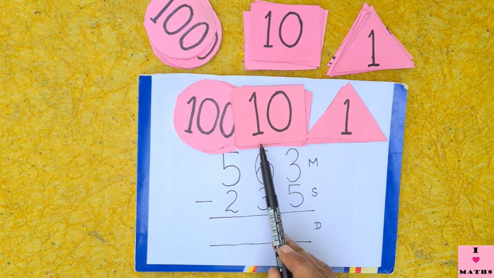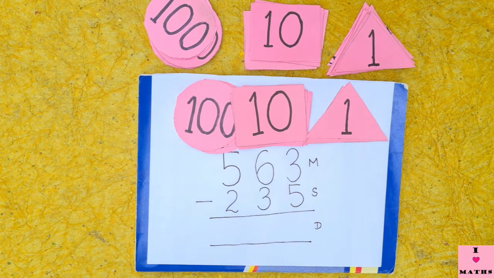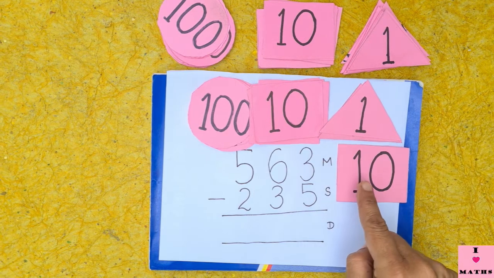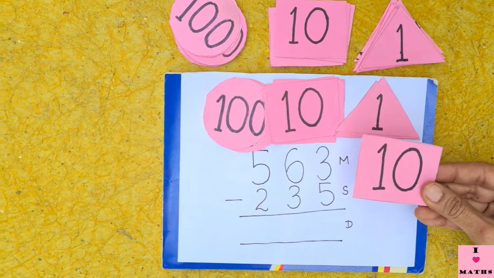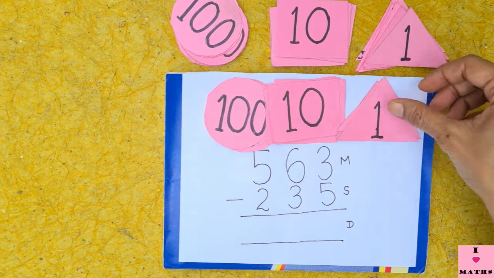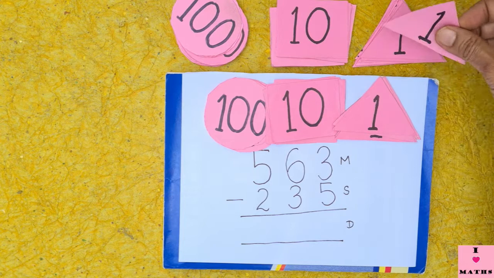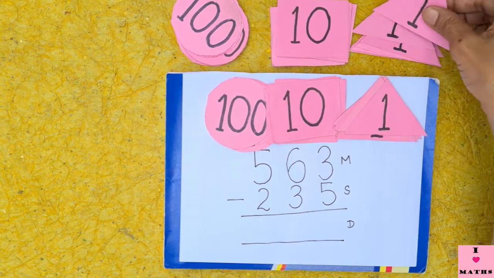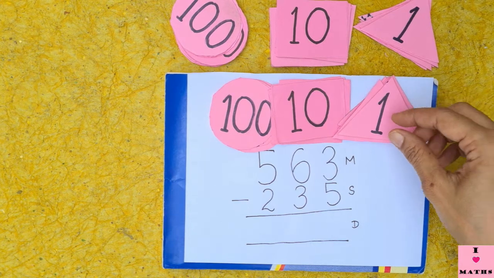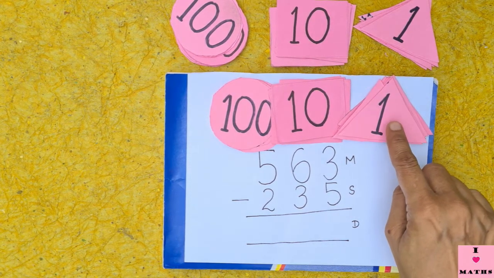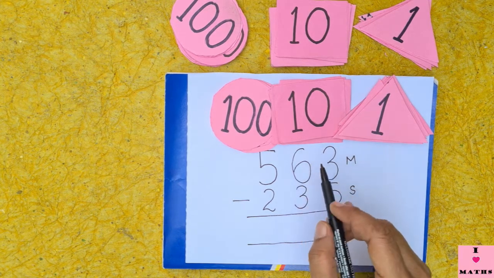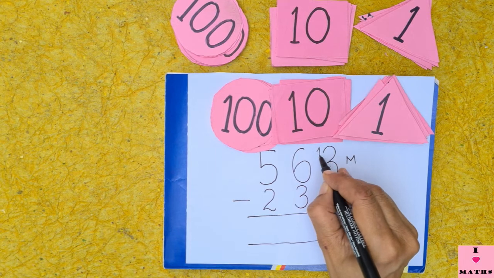So we have to borrow from the tens place. So we are going to borrow 10. Now we cannot keep a 10 at the ones place. So in place of this 10, we are going to keep 10 ones. 1, 2, 3, 4, 5, 6, 7, 8, 9, 10. Now we have here 13 ones. Why do we have 13 ones? Because 3 was already there and we took 10. So 10 plus 3 has made it 13.